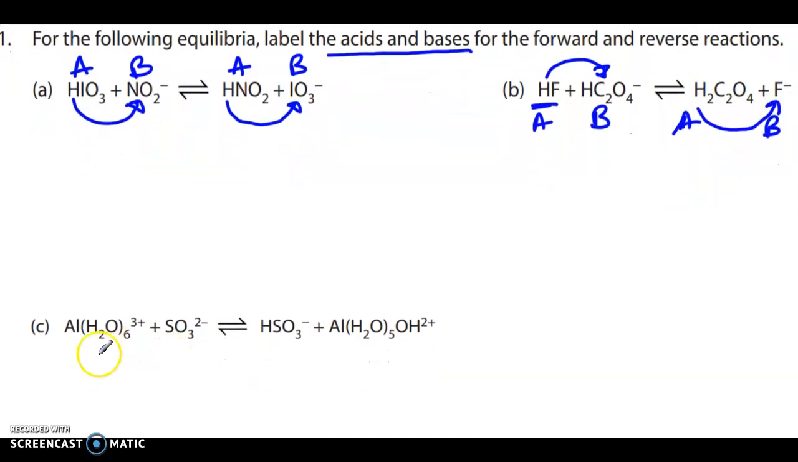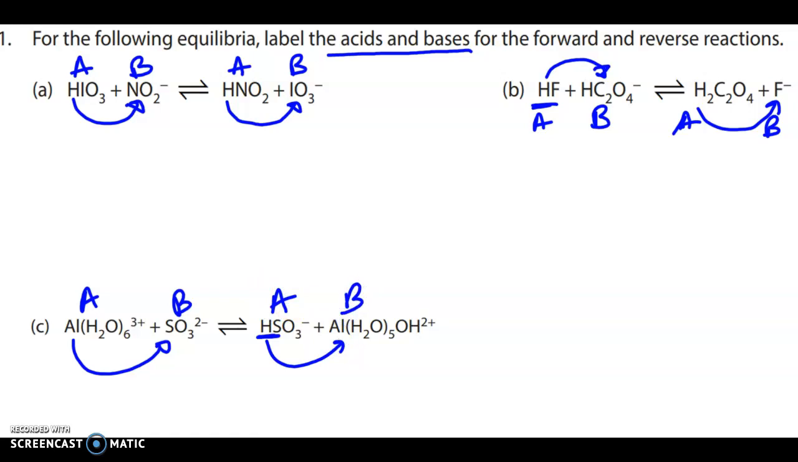Over here, we have an aluminum water hydrate complex. But if you look at the product side, it can tell you what's happening, right? So we went from SO3 to HSO3. So we know that the hydrogen went on to the SO3. So this is our acid, this is our base. And of course, to go into the reverse, this is our acid and this is our base.